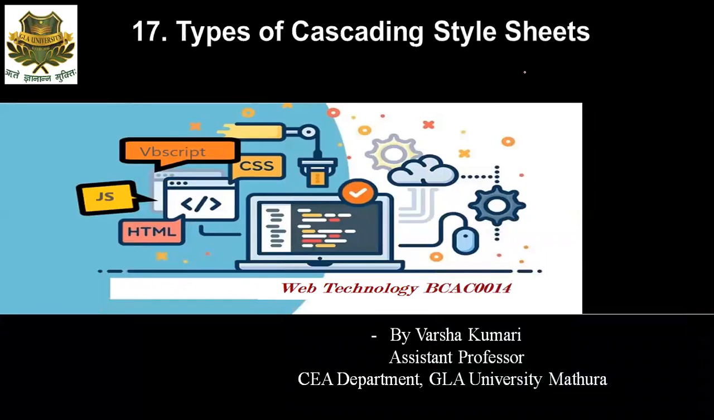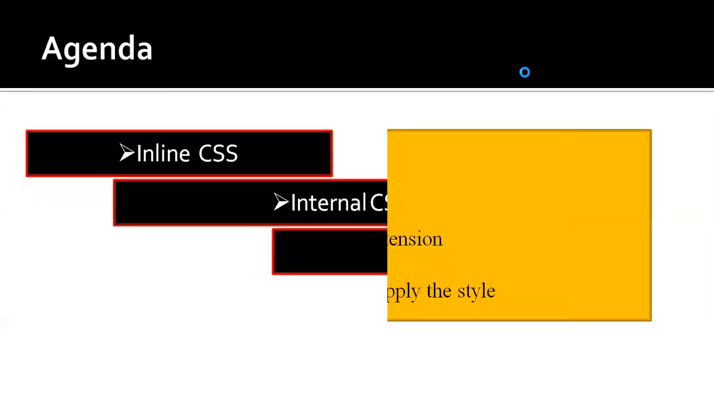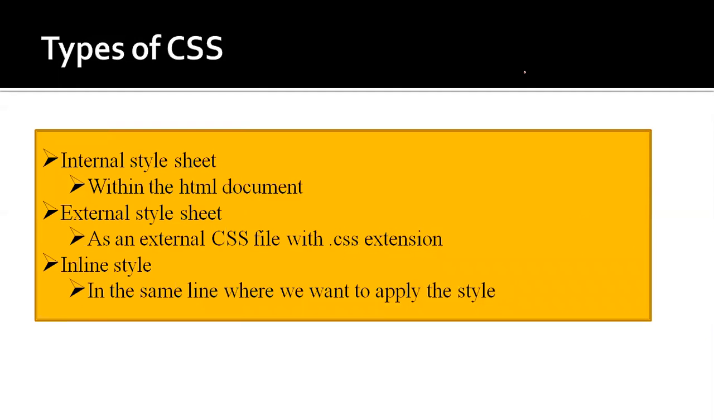In the previous lecture, we discussed how to declare CSS properties, and we have seen different types of properties. Now in this lecture, we are going to discuss three different types of CSS properties, or we can say there are three different ways to include CSS properties inside an HTML document.